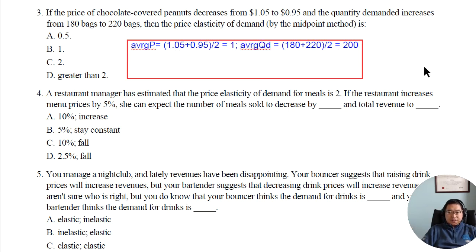So let's look at that percentage change. The percentage change in the price is what? How much is the change? It's 0.95 minus 1.05, and then divided by 1. It's basically 10 cents over $1. It's negative 10%. It's a price drop. And then the percentage change in quantity demanded is what?